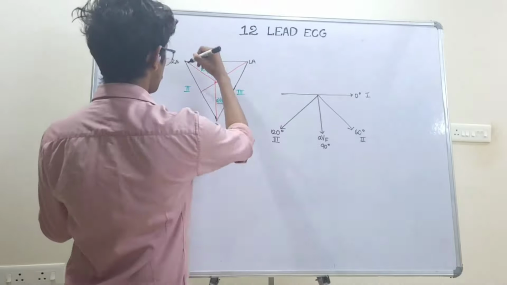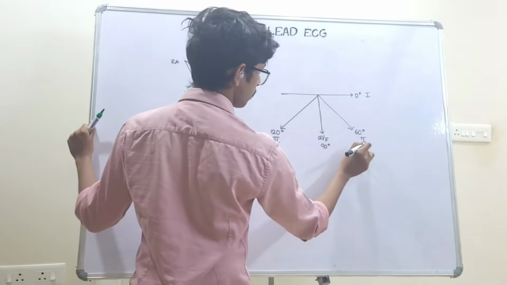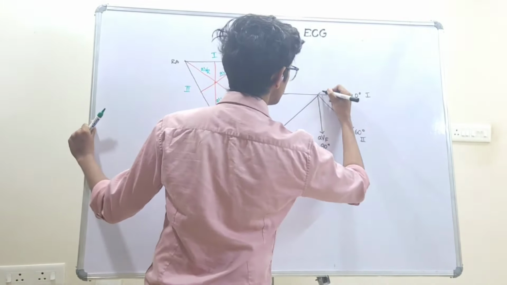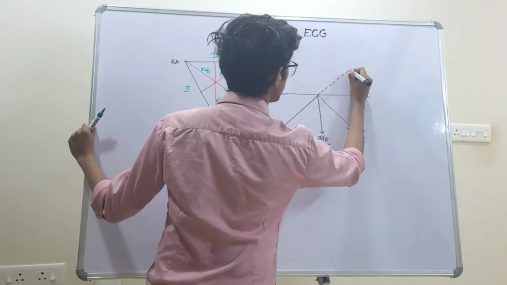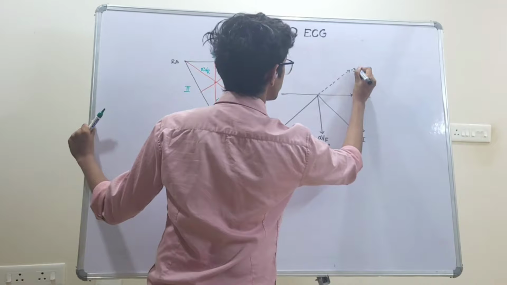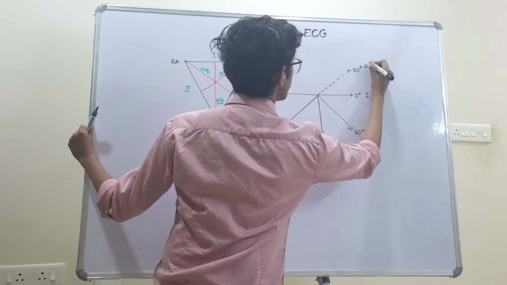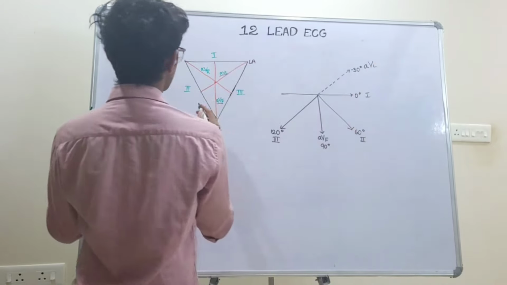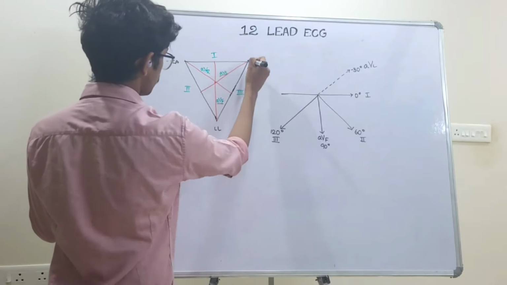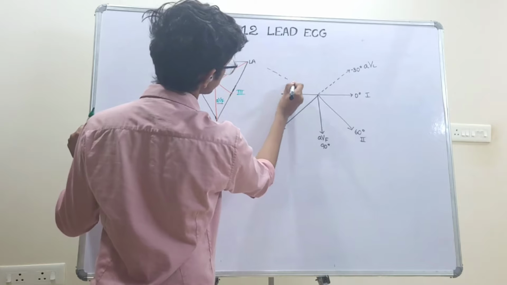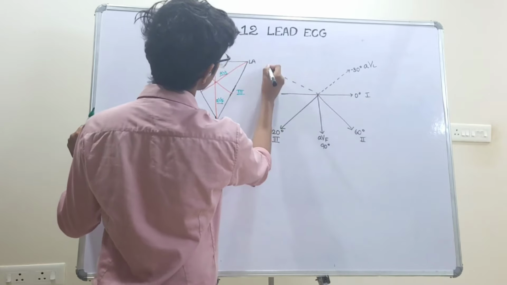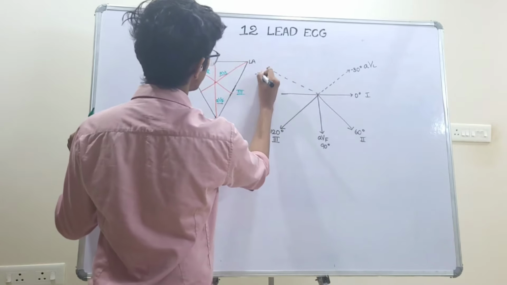AVL is perpendicular to lead 2. So AVL will be in this direction and the angle will be minus 30 degrees. This is AVL. AVR is perpendicular to lead 3, and the angle is minus 150 degrees.